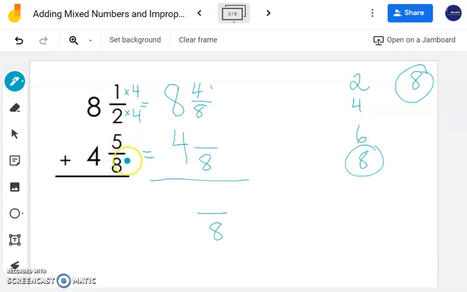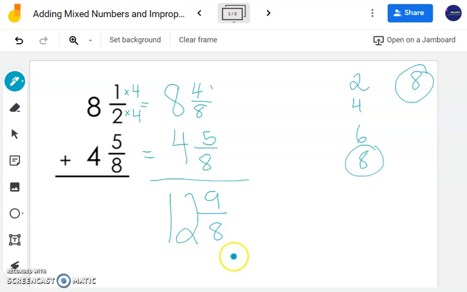Now 4 5/8, my denominator is already 8, so I don't have to change anything here. So now I'm just going to include 4 5/8. Now my next step. I notice my denominators are finally both the same, so I add my numerators. 5 plus 4 is 9. And my whole numbers here, 8 plus 4 is 12. Now 12 9/8 is the sum of these two fractions.